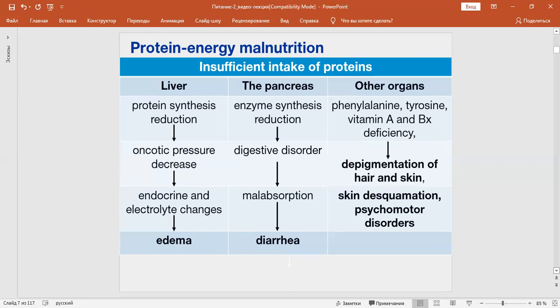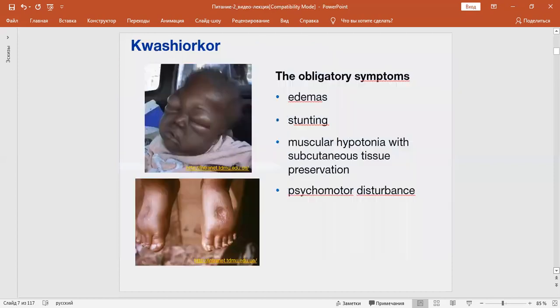Also, the insufficient intake of proteins leads to skin depigmentation, to the loss and depigmentation of hair, and to psychomotor disorders. So, the obligatory symptoms of kwashiorkor are edemas, stunting, muscular hypotonia with subcutaneous tissue preservation, and psychomotor disturbance as a result of central nervous system function disorder. In severe cases, lethargy and stupor may develop.